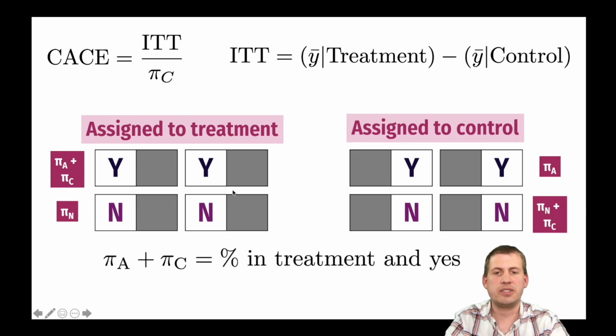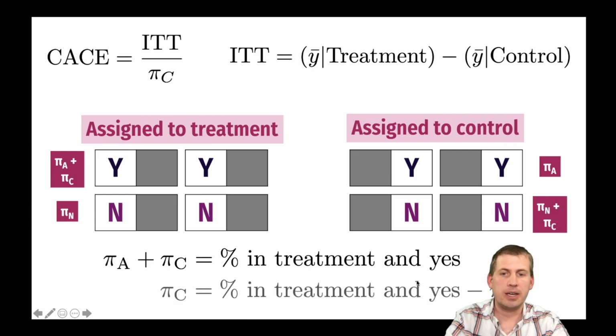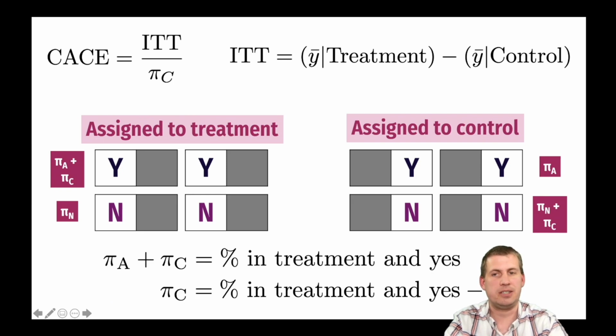So if we say here, this proportion of always takers and compliers is really just the percent of people who are in this treatment group and who did it. If we rearrange these terms here, if we move this proportion of always takers to this side and subtract it, then that leaves us with the proportion of compliers. So it is the proportion of people who were in the treatment group and did it, minus whatever this proportion of always takers is.